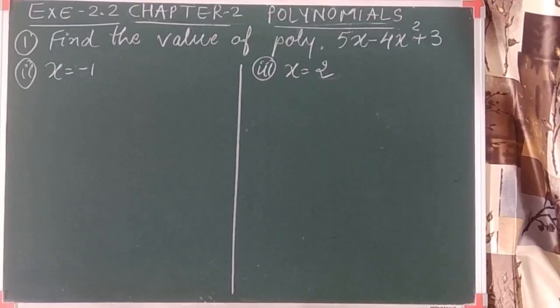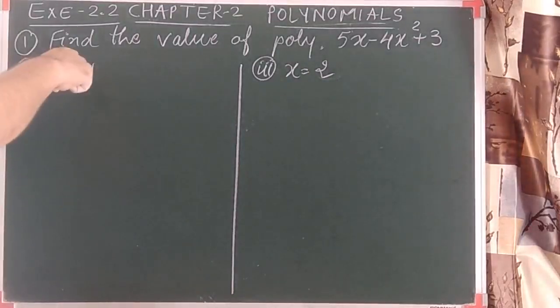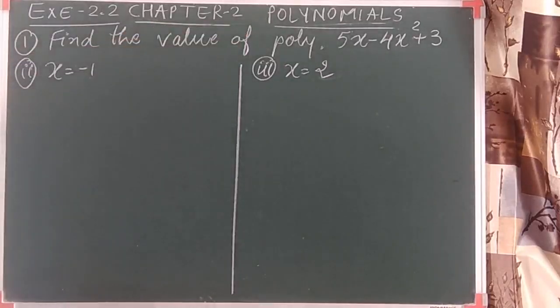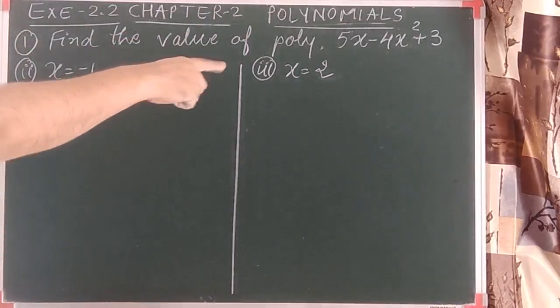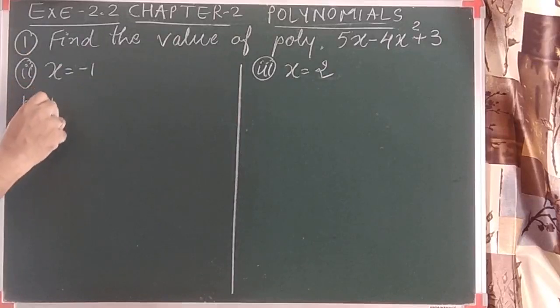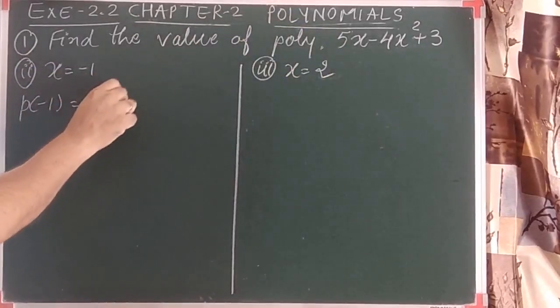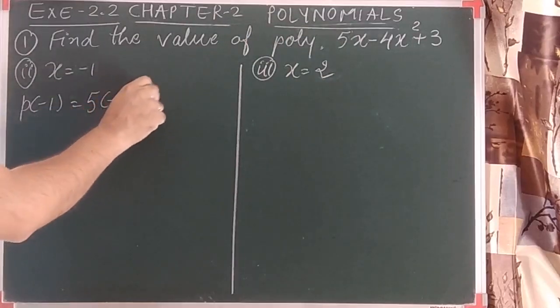Let us see the first question of exercise 2.1. It is like the same as the previous example we have seen. We have to find the value of the polynomial 5x minus 4x square plus 3 when the value of x is minus 1 and when the value of x is 2. So let us do this first. We will substitute the value of x as minus 1 in the given polynomial. So wherever the x is there, we will substitute minus 1 for the same.